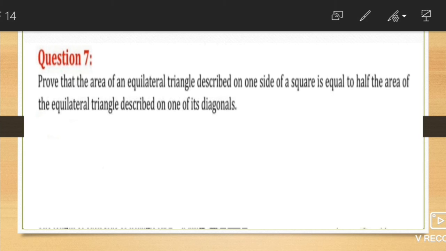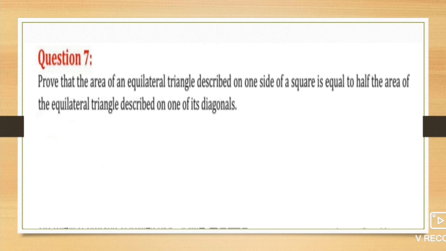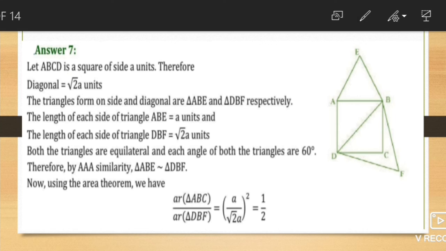Now question number 7. Prove that the area of an equilateral triangle described on one side of a square is equal to half of the area of the equilateral triangle described on its diagonal. So let's check the figure first of all. Here is the figure. As you can see, this ABCD is a square.